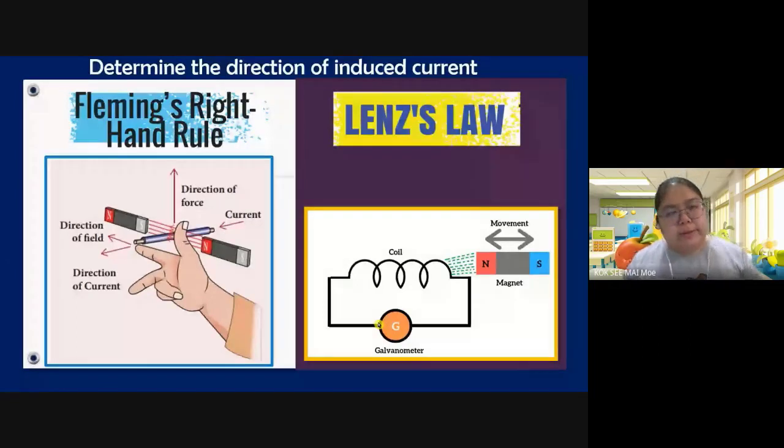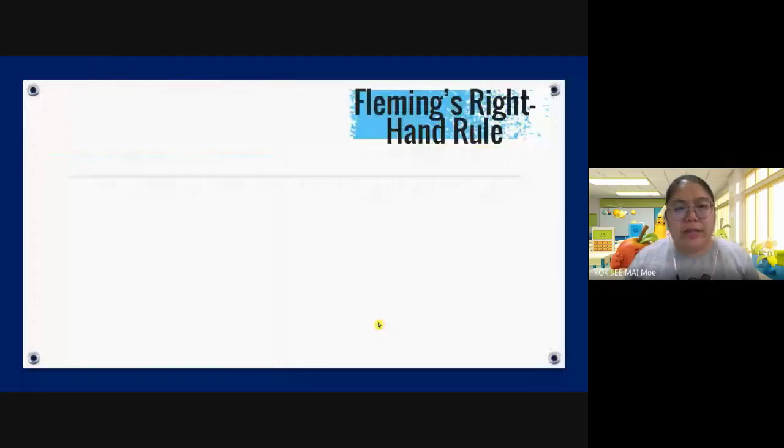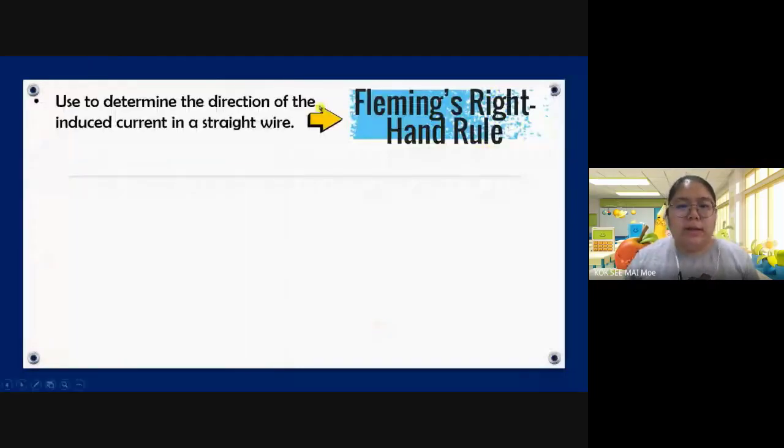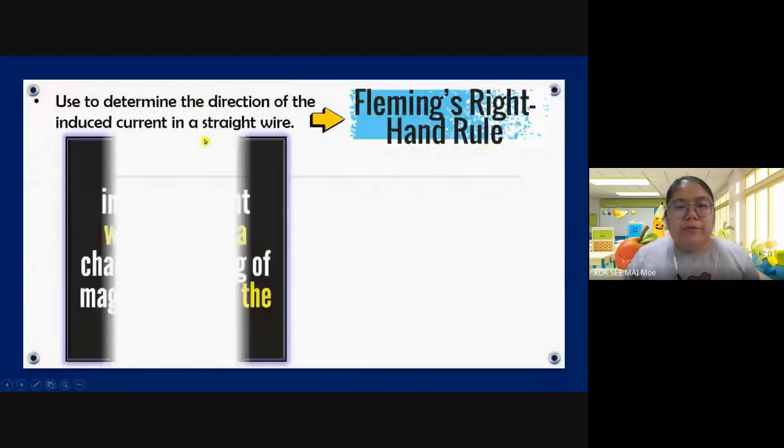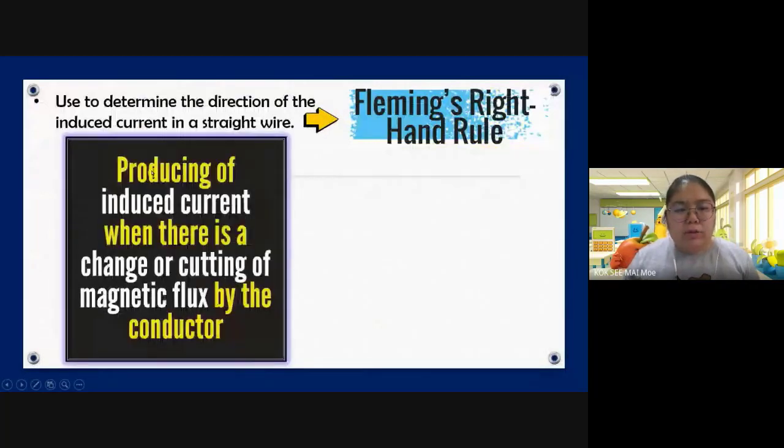Fleming's right hand rule first. It is used to determine the direction of the induced current in a straight wire. The induced current is produced when there is a change, or you could say cutting, of the magnetic flux by the conductor. We learned this before. To produce an induced current, you must have a change, or cut the magnetic flux. If you never cut the magnetic flux at 90 degrees, actually you cannot produce an induced current.